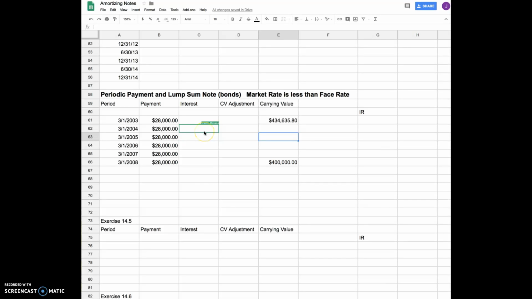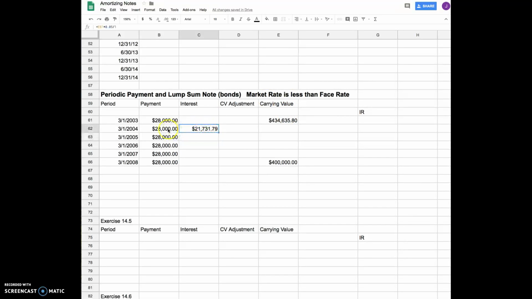All right, so let's go ahead and we just basically go through the same flow as before. We're going to go equal sign, carrying value times 0.05. Again, it's annual, so we could divide it by 1. If it was semi-annual, you divide by 2. Quarterly, you divide by 4 to get my interest payment.